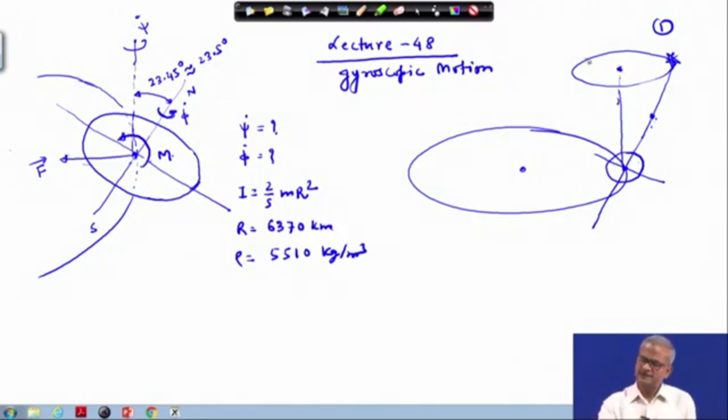So, basically it is going in a path, say a circular path in which this axis is moving, and this angle is approximately 23.5 degrees, and we have gone through this video. So, this is the same problem.